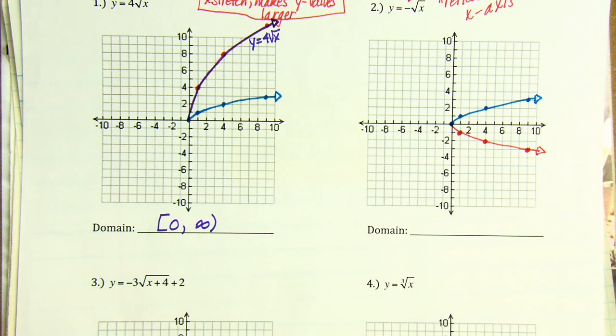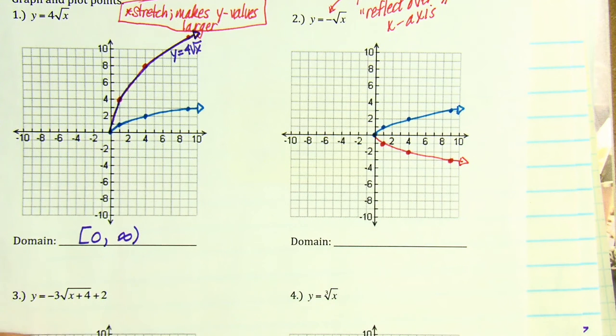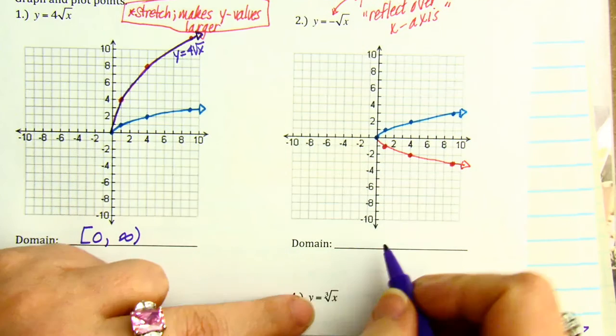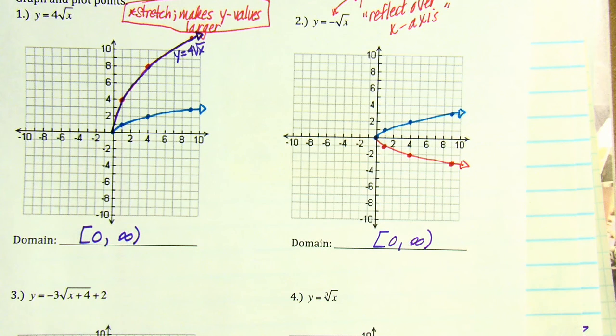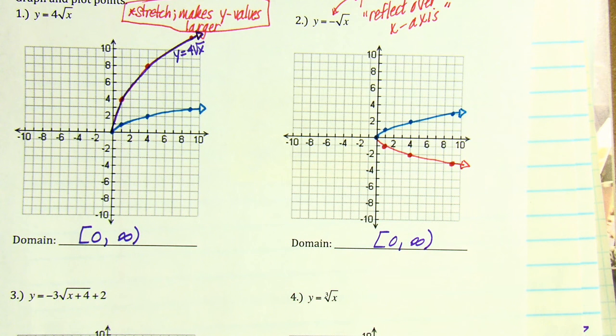All right, let's look at the domain for the second one. What do you think the domain is there? Well, if you said the same thing, 0 to infinity, you would be correct. So why don't you pause the video and try example 3 on your own?